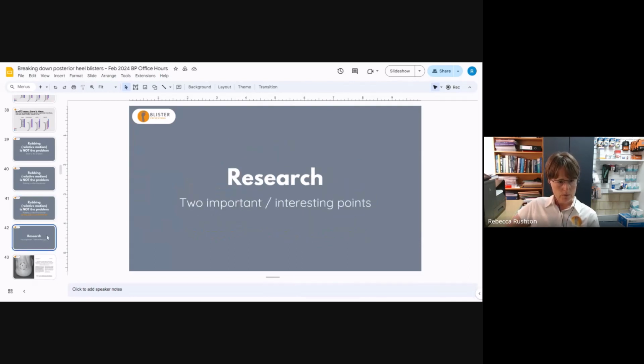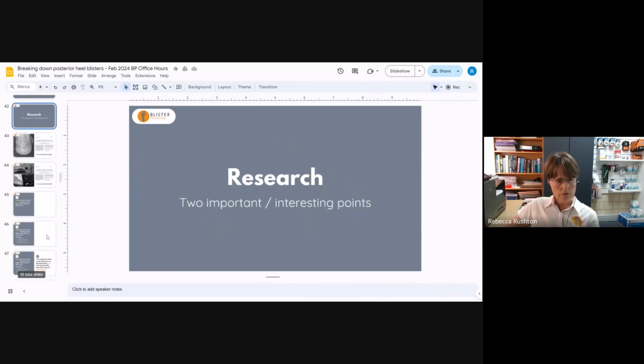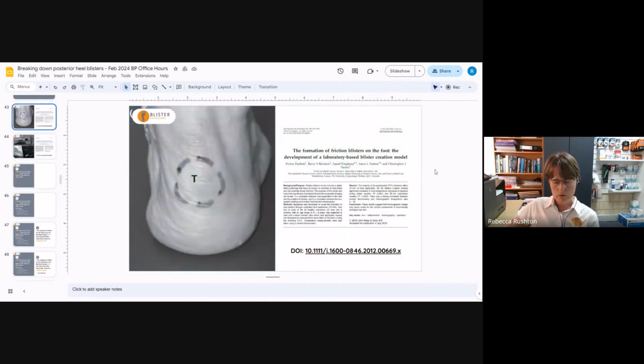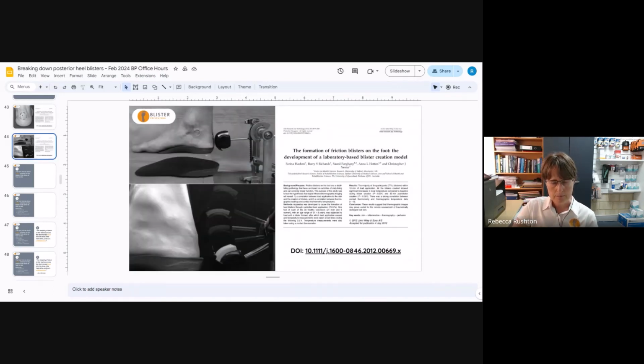Okay, so now we're going to have a quick look at some research. This research was conducted by Farida Hashmi and colleagues in the UK in 2013, where they produced blisters on the posterior heel of 30 subjects using this load applicator mechanism. And basically this jig moved the applicator up and down, and the surface of the applicator was rubber, so it was a high friction material, and that created the shear deformation in the skin at the back of the heel.